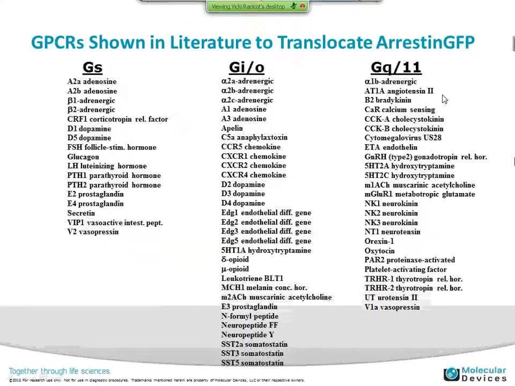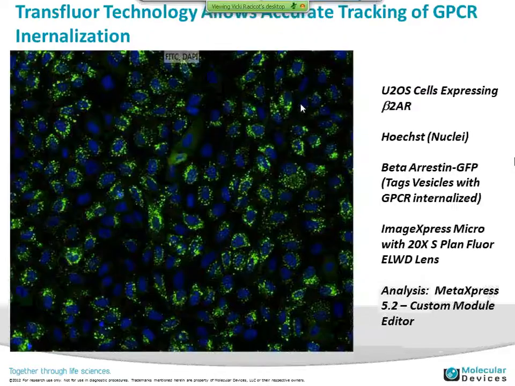This is a very powerful generic platform for looking at multiple GPCRs. This slide just highlights a cross-section in the literature of GPCRs that translocate with beta-arrestin, and we've again taken advantage of that platform by tagging beta-arrestin with GFP.